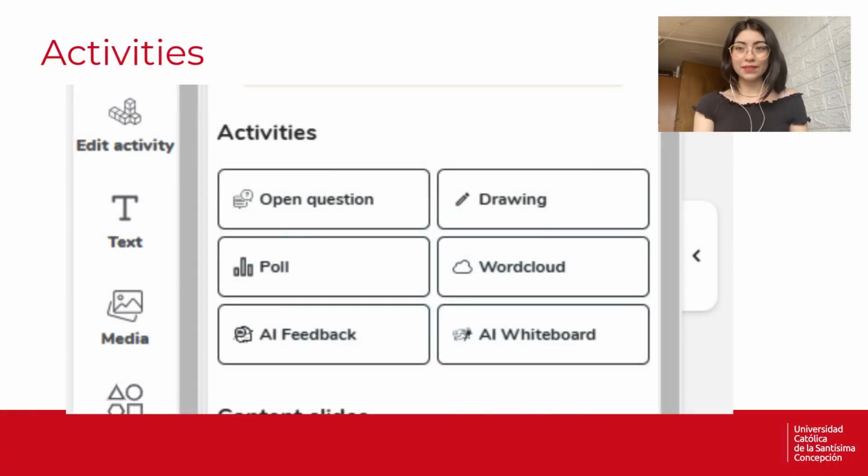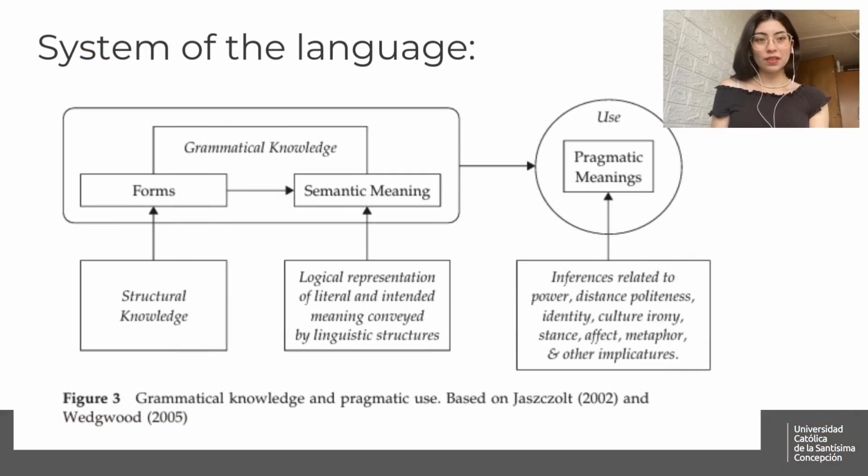Now regarding the activities that we can find in Curipod, we have 6 options, but today I'm just going to show you only 2, which are AI feedback and AI whiteboard, because these are the activities that provide instant qualitative feedback to the answers of your students. Before showing you the activities that I will use for this assessment, first, I need to explain that I will assess grammatical knowledge according to Purpura. I will assess form and the semantic meaning.